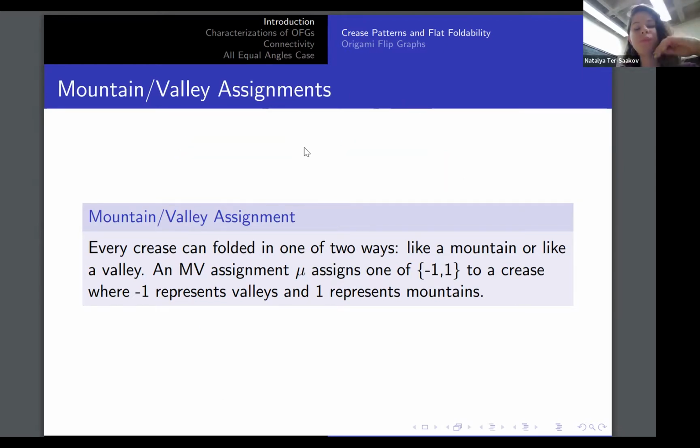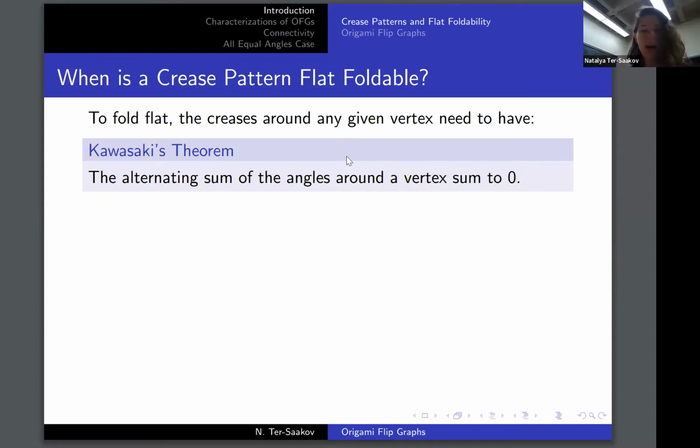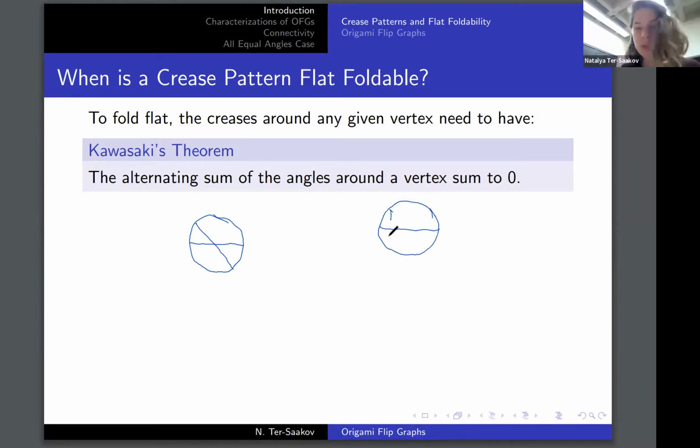then we care about flat foldable origami. And to have that, we want to be able to fold it, for which there are some rules. The first is Kawasaki's theorem. It says that if you're given a crease pattern, then around any given vertex, the alternating sum of the angles sums to 0. So, for example, this crease pattern I can draw, but you will never be able to fold along exactly these creases. Whereas this crease pattern looks somewhat similar, and this one you can fold successfully.